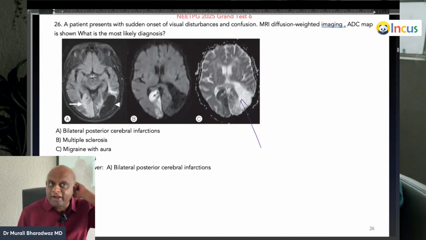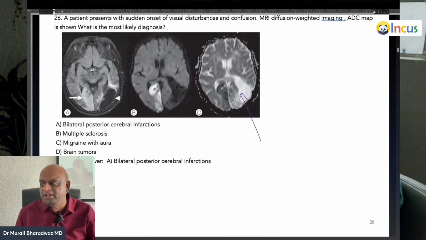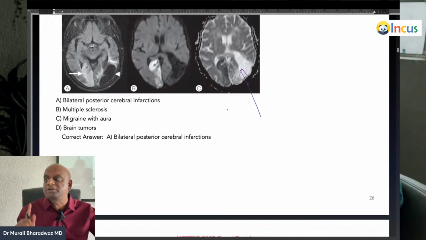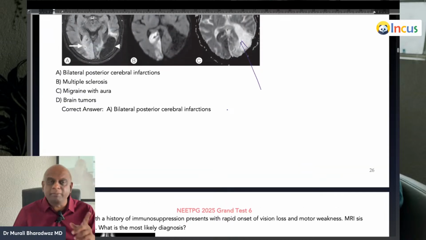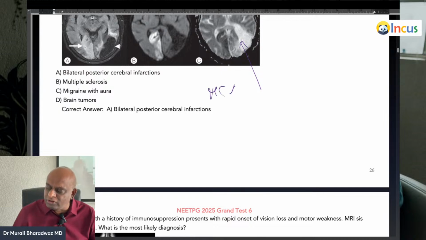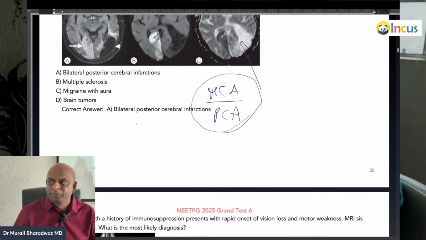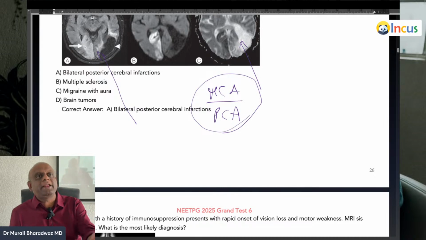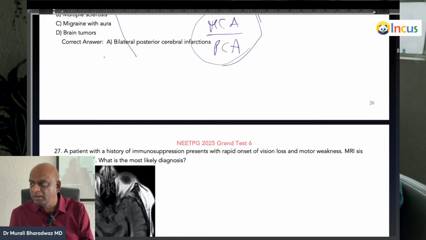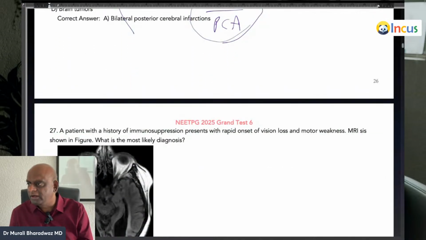So occipital cortex involvement, which is bilateral posterior cerebral infarction. Will this spare macula or will it involve macula? Spare macula, because macula is supplied by both the MCA and also PCA. So whenever occipital infarction is there, there will be macula sparing blindness. Anopia will be there. Right, doc?